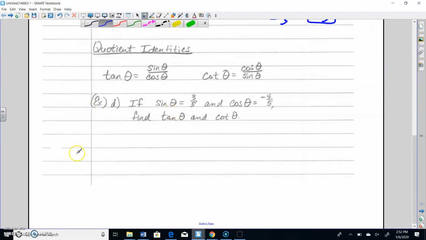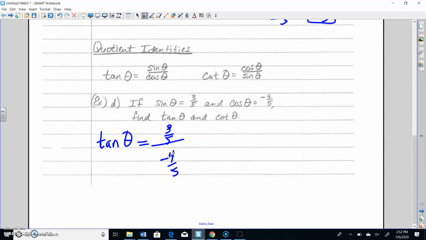Okay, so first thing we're going to do is find tangent of theta. And our formula tells us that we take the sine over the cosine. So sine is 3/5. Cosine is a negative 4/5. And you could do that on your calculator, or you could flip and multiply. So we're going to take 3/5 times 5 over negative 4. The 5's cancel, and we get 3 over negative 4, or negative 3/4 for the tangent.